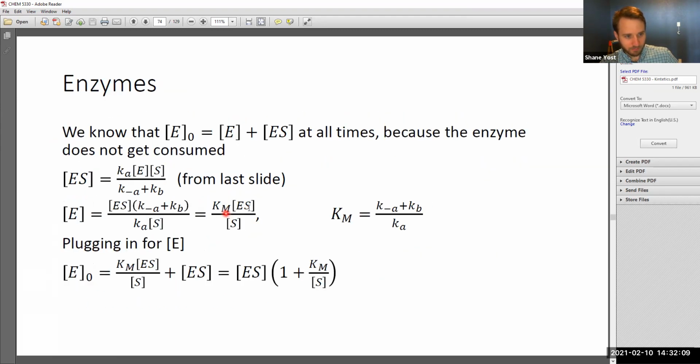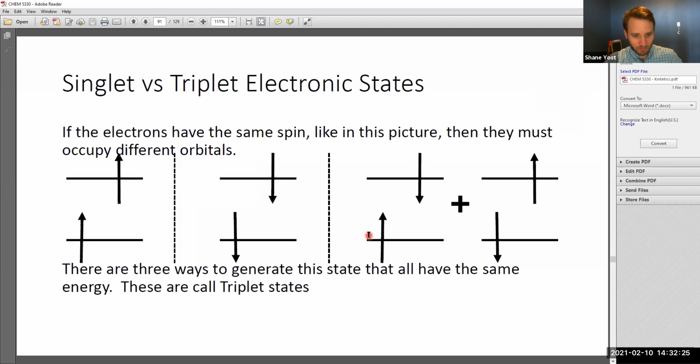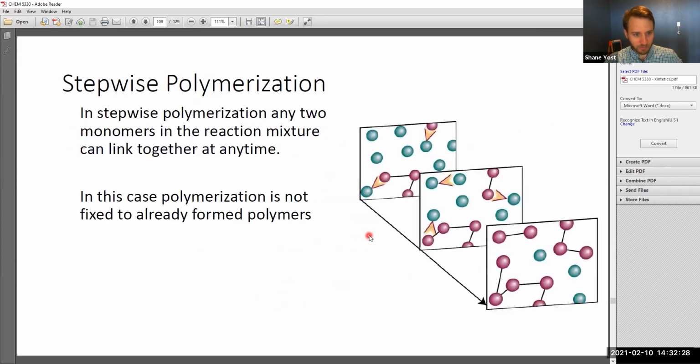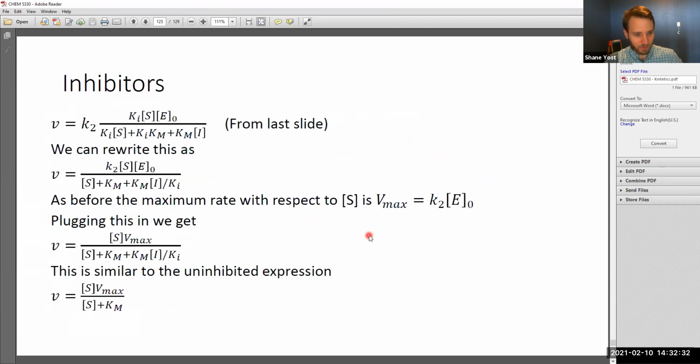All right, so we're going to skip that example, and let's go on talking about photochemistry. I'll take a second to see if there were any other questions about those enzyme kinetics. Okay, I'll at least quickly jump to inhibitors, just to show you the expression here, for a certain type of inhibitor, how it changes.